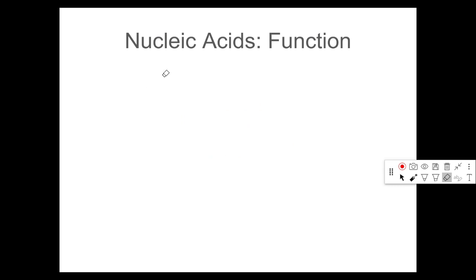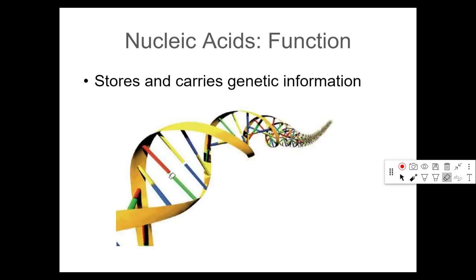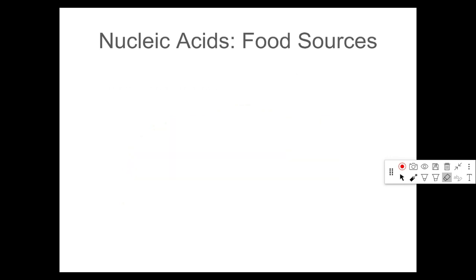So the nucleic acid function: it stores and carries genetic information, right? Everything that you inherited from your mother and your father is stored in those DNA molecules. All that information is right there. It's basically just a blueprint to create a living thing, and it's passed down from the parent to the offspring. The offspring is basically just the child of a parent.